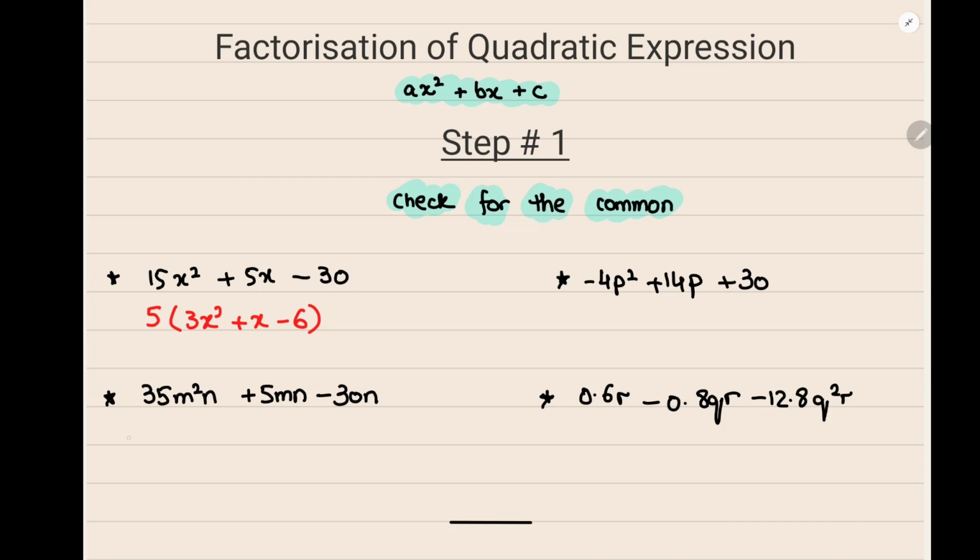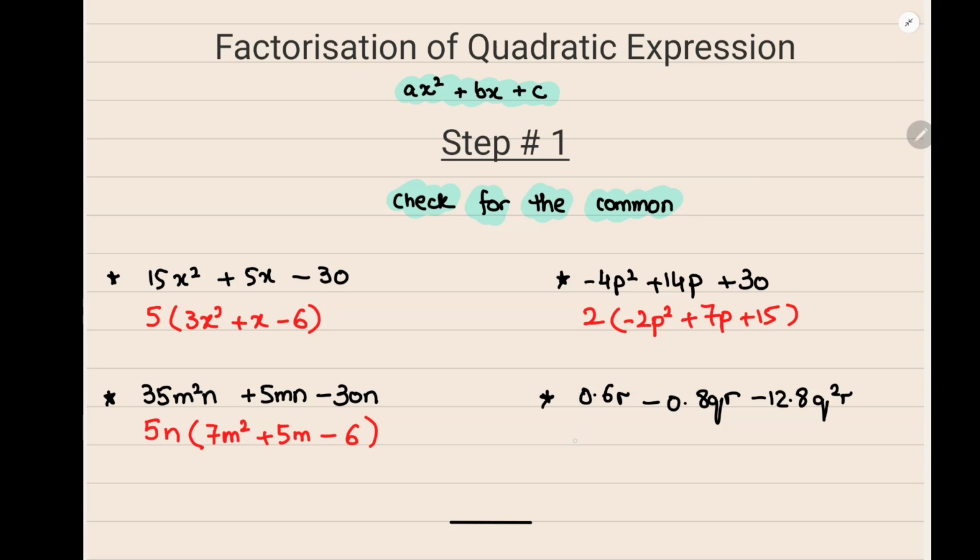Now for the second, again I can take 5 common, and I need to look at the variable as well, so I can take m common as well. So it would be 7m squared plus 5m minus 6. For the third, I can take 2 common: negative 2p squared plus 7p plus 15.